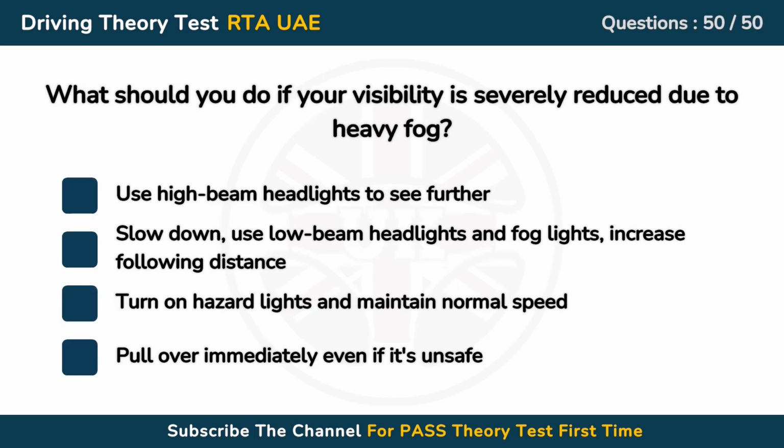Question 50. What should you do if your visibility is severely reduced due to heavy fog? A, use headlights to see further. B, slow down, use headlights and fog lights, increase following distance. C, turn on hazard lights and maintain normal speed. D, pull over immediately even if it's unsafe.